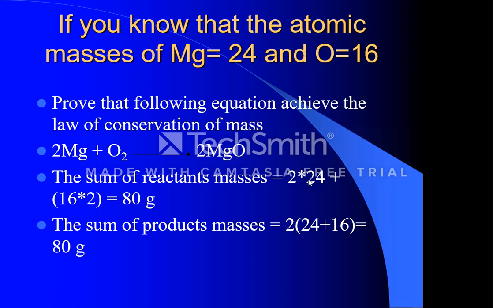This is the first part. On the other hand, the sum of product mass, where is the product? Here, 2MgO. This means that we have 24 plus 16. Okay? So we are going to solve it as the following: 2 open bracket 24 plus 16, and it equals 80 grams. Okay, are they equal, the sum of reactant masses and the product masses? Yes, they are equal.